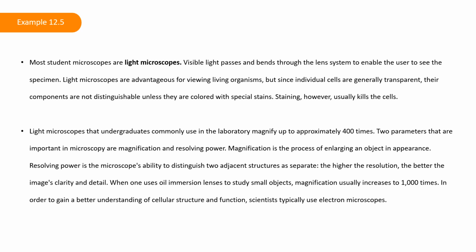Two parameters that are important in microscopy are magnification and resolving power. Magnification is the process of enlarging an object in appearance. Resolving power is the microscope's ability to distinguish two adjacent structures as separate. The higher the resolution, the better the image's clarity and detail. When one uses oil immersion lenses to study small objects, magnification usually increases to 1,000 times. In order to gain a better understanding of cellular structure and function, scientists typically use electron microscopes.